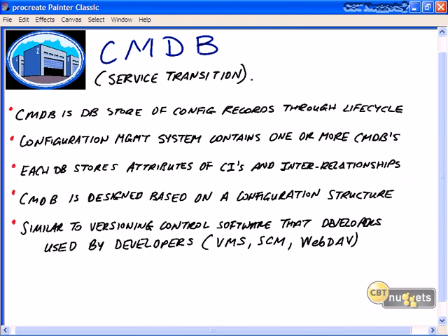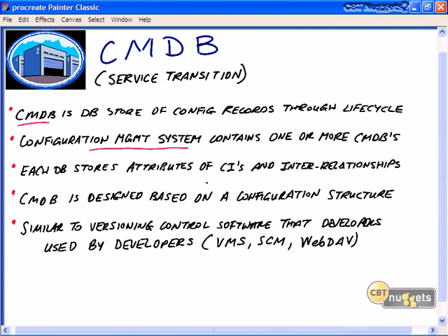And one of the main components, as we've seen, of configuration management is the CMDB, the Configuration Management Database. And this database is simply more than just files or data stored on a hard drive, okay? It's a database store, and it's a system of configuration records that are maintained for configuration, for change and release through the life cycle of the CI. The CMDB is part of a configuration management system, or a CMS, that's going to contain one or more CMDBs.